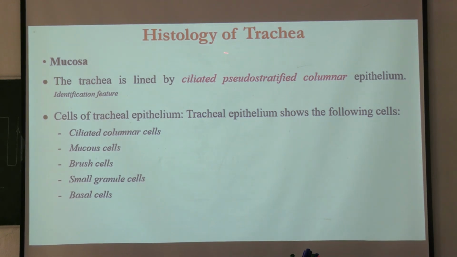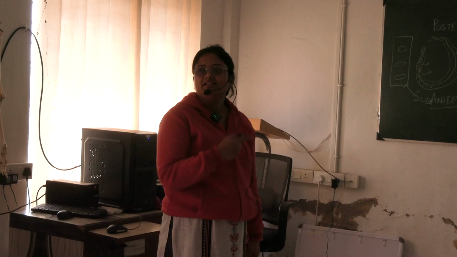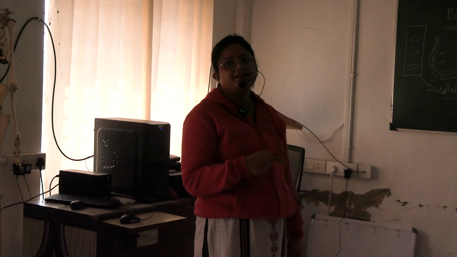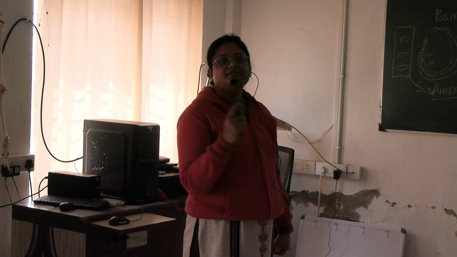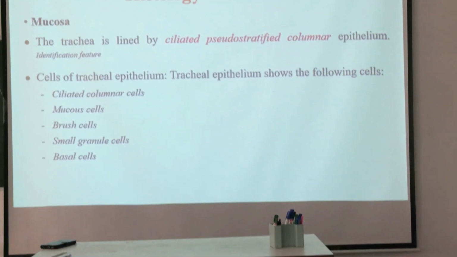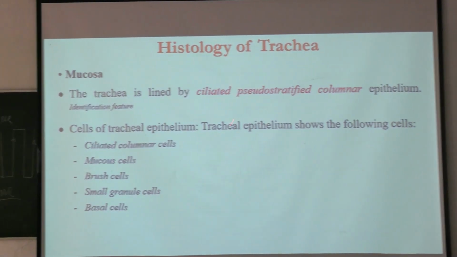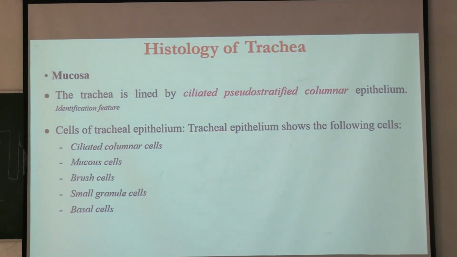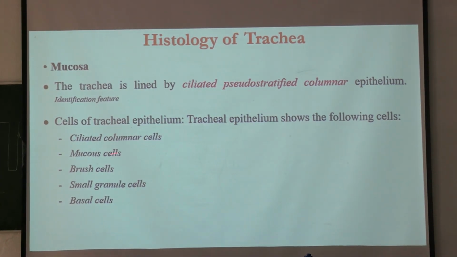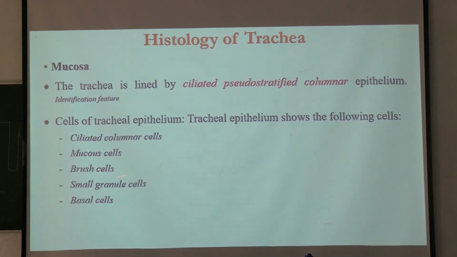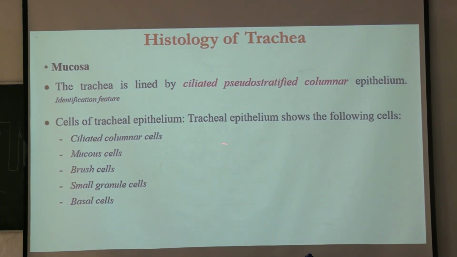Trachea is lined by ciliated pseudostratified columnar epithelium. Very important. This is the identification feature of the trachea, and this is very frequently asked in your Viva and MCQ. This lining epithelium, pseudostratified ciliated columnar. And what are the cells of tracheal epithelium? Tracheal epithelium shows these following cells: ciliated columnar cells, mucus cells, brush cells, small granule cells and basal cells. All these are present in the tracheal epithelium.